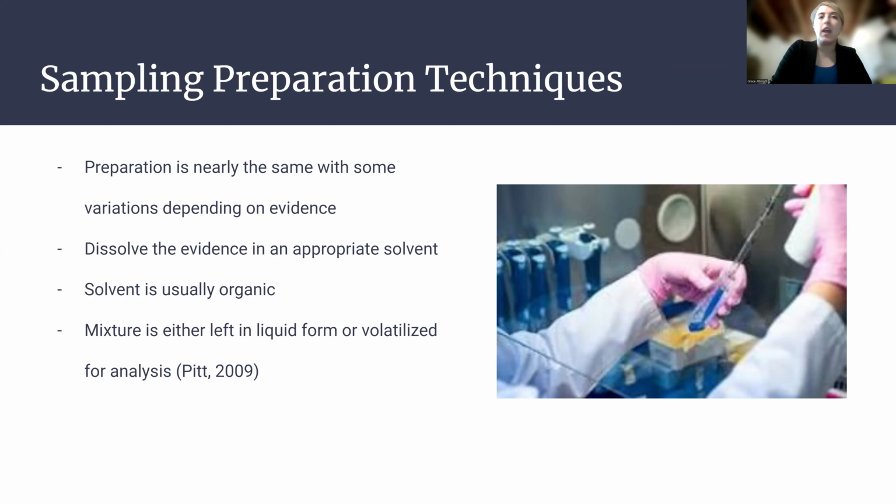Now, most of the evidence, though, can be dissolved in an appropriate solvent in order to get it prepped and started. Usually like dissolves like, so if it's a polar component, a polar solvent will do the trick. And the solvents are often organic as well. But this way, once your sample is dissolved, the mixture that is formed from it is either going to be left in the liquid form, either methanol or acetonitrile base, along with the evidence mixed in there to be run through HPLC or LC chromatography, or it's going to be volatilized for analysis. And this can be confirmed by PITS documents.